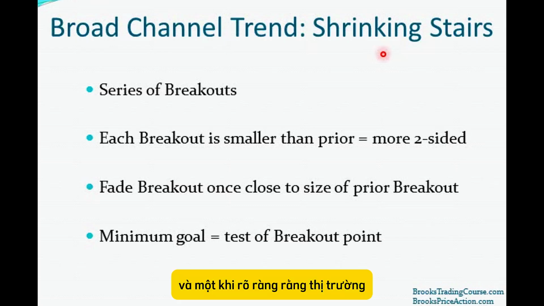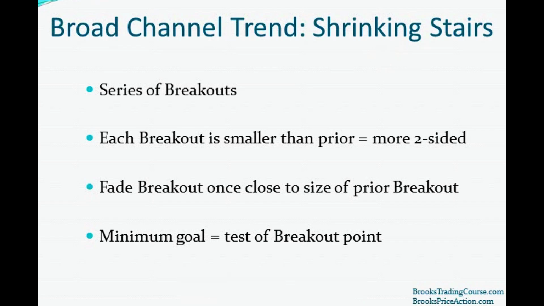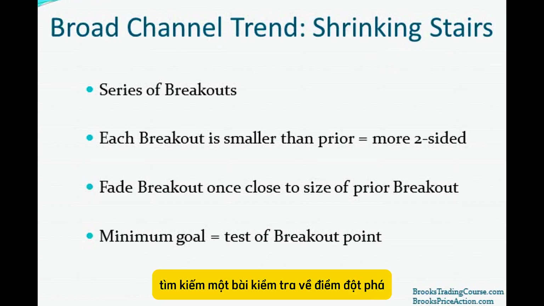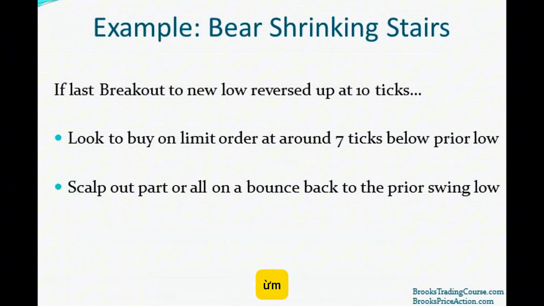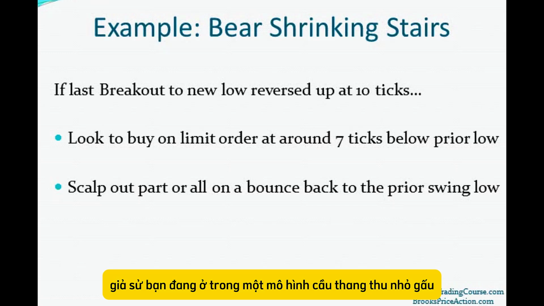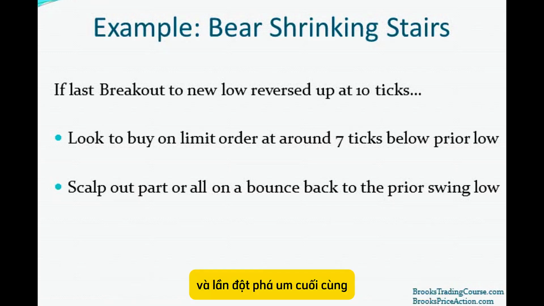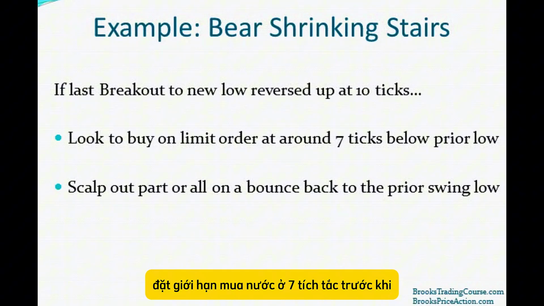And once it's clear that the market's in a shrinking stairs pattern, you can start fading breakouts, looking for a test of the breakout point. For example, let's say you're in a bear shrinking stairs pattern, and the last breakout reversed up after falling 10 ticks below the breakout point. The next time the market breaks to a new low, place a buy limit order at 7 ticks below the prior low, looking for a bounce up back to the most recent swing low.